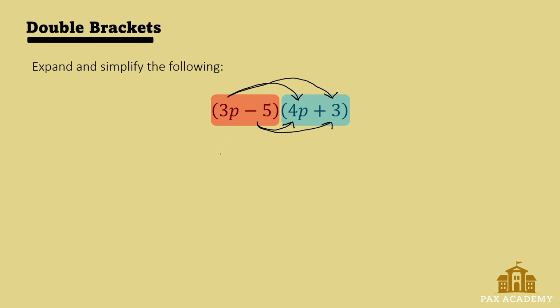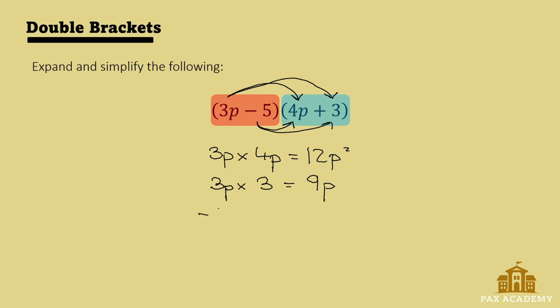Okay. So first let's do the first term, 3p. So we have 3p times 4p. Okay. Now 3 times 4 is 12, and then p times p is p squared. Then we have 3p times plus 3. 3p times positive 3 is equal to 3 times 3, which is 9p. Okay, so that's the first term. Now let's do the second term.